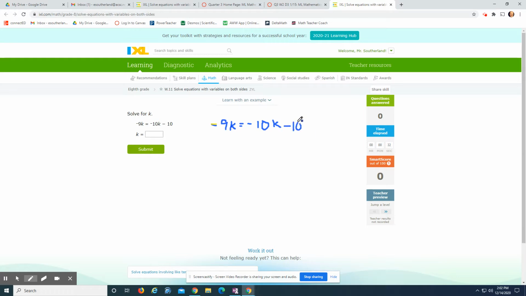minus 10. And so the first thing I'm going to do is I want to move the variable to the left. So I'm going to put plus 10k on both sides of the equation so that I can move the variable to the left side. And so the first thing that you should notice is negative 9 plus 10 is simply 1k, or simply k. Those cancel out. Equal sign drops down. Negative 10 drops down. And you should have k equals negative 10, so you would type in k equals negative 10.